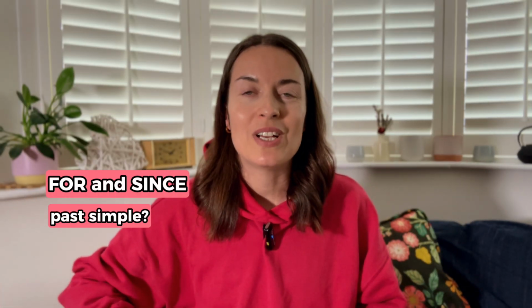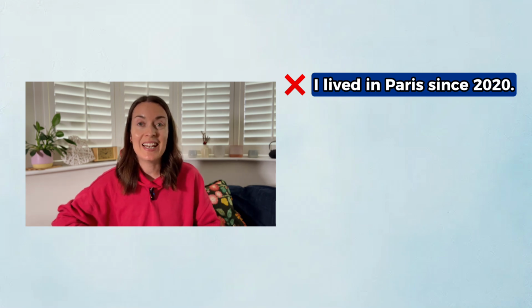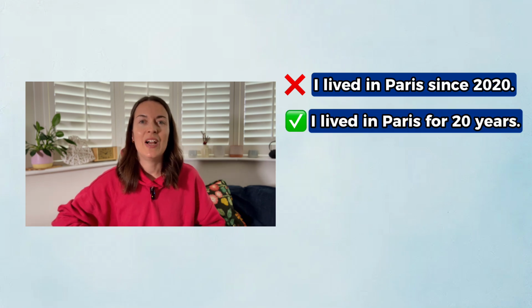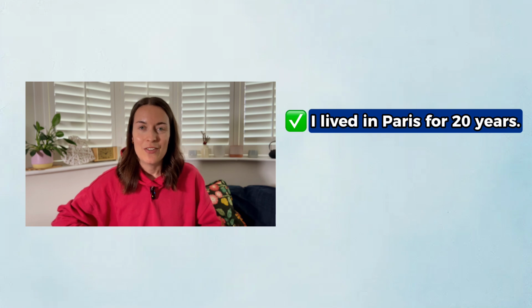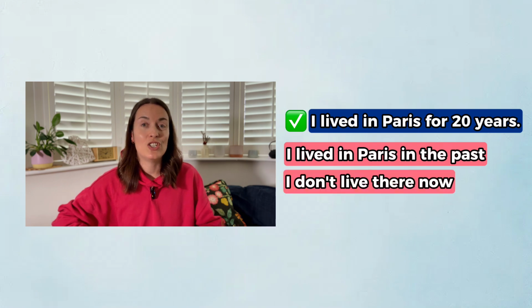But what about the past simple? You can't use since with the past simple. So you can't say I lived in Paris since 2020, but you can use for with the past simple. I lived in Paris for 20 years. This sentence means that I lived in Paris in the past, but I don't live in Paris anymore.